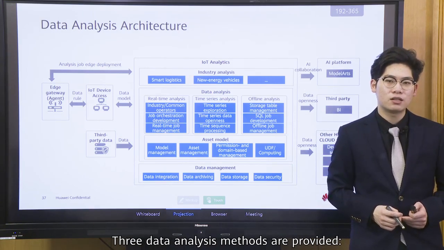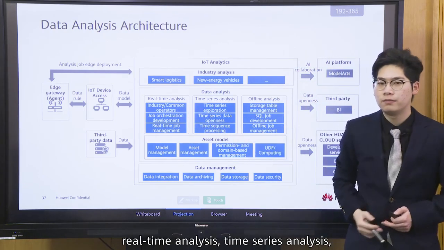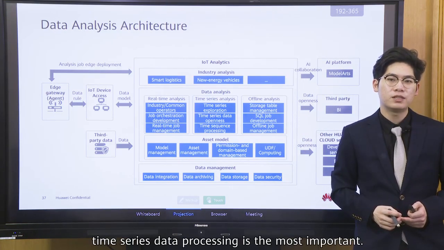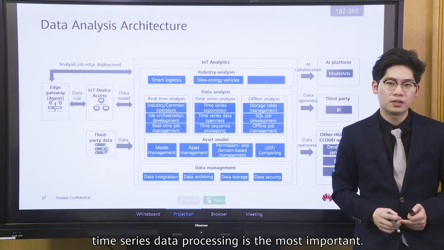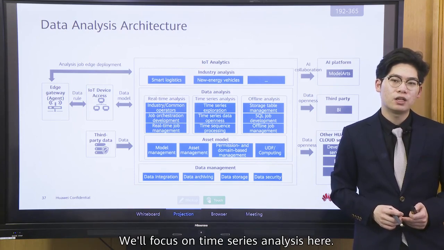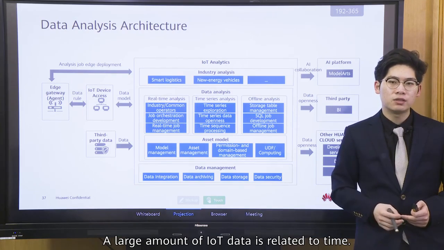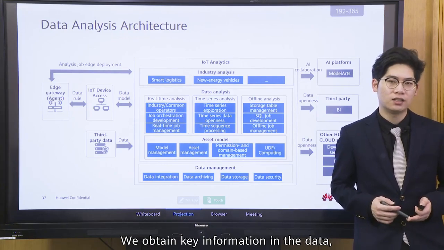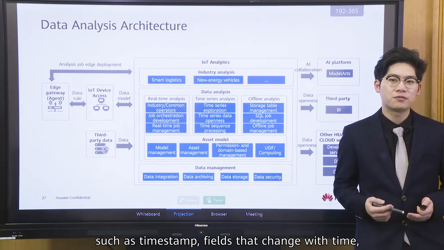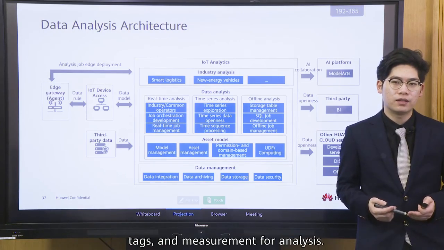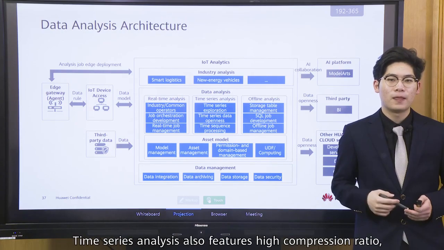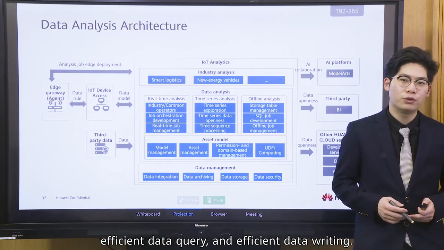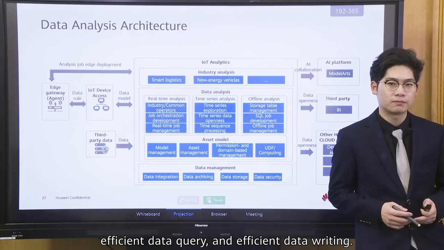3 data analysis methods are provided: real-time analysis, time series analysis, and offline analysis. Among these methods, time series data processing is the most important. We will focus on the time series analysis here. A large amount of IoT data is related to time. We obtain key information in the data, such as timestamp, fields that change with time, text, and measurement for analysis. Time series analysis also features high compression ratio, efficient data query, and efficient data writing.